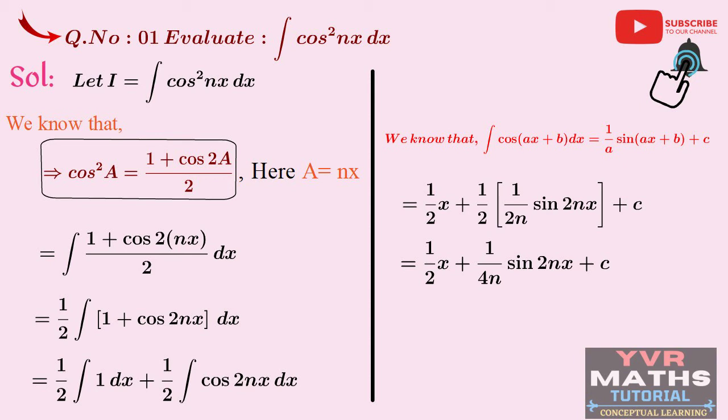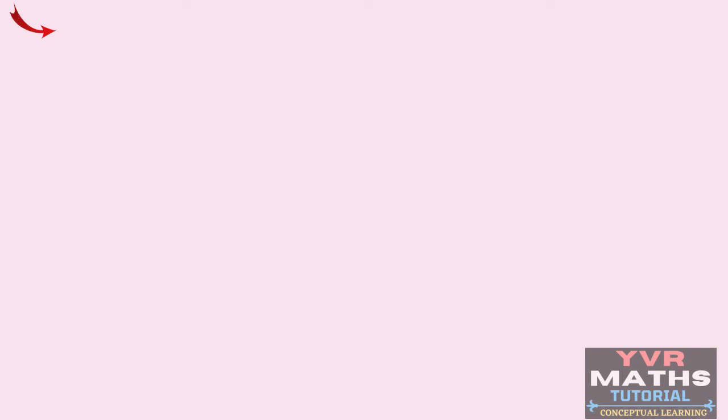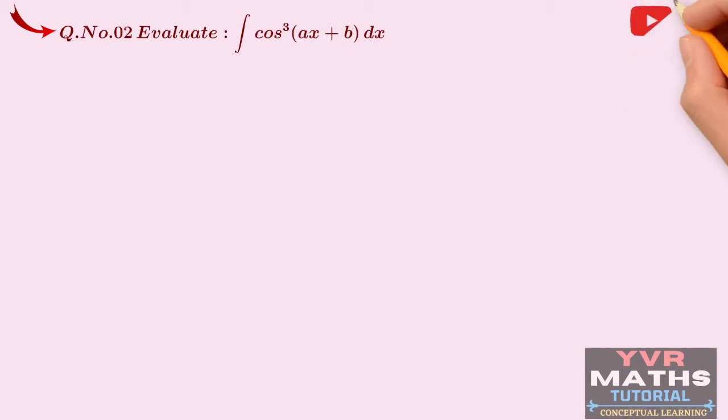Based on the same model, let us discuss one more problem. See here, question number 2. Evaluate integral cos cube ax plus b dx. If we observe here, in the previous question, the power of cos is square. In the present question, the power of cos is cube. So let us discuss the solution of this one.